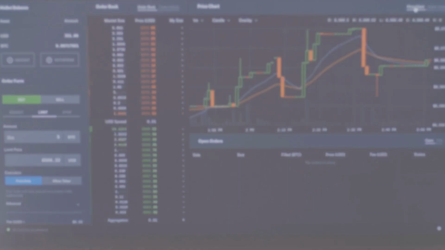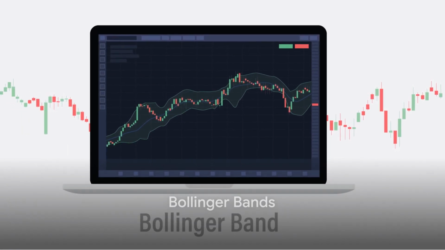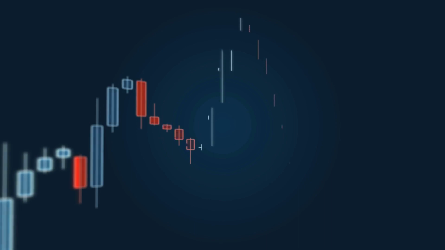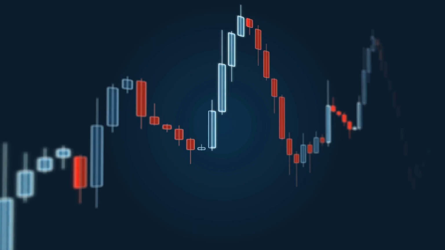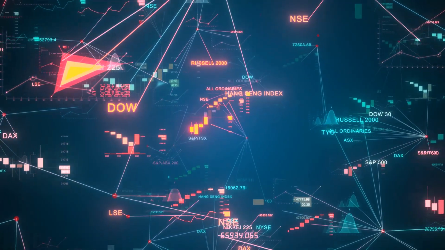Now let's talk about Bollinger Bands. Bollinger Bands help traders assess volatility and identify potential trend reversals. Named after their creator, John Bollinger, a financial analyst, these bands are a type of statistical chart characterizing the prices and volatility over time. They are one of the most popular and widely used technical analysis tools in the trading world. The structure of Bollinger Bands is relatively simple.